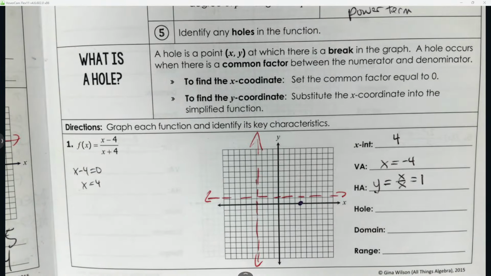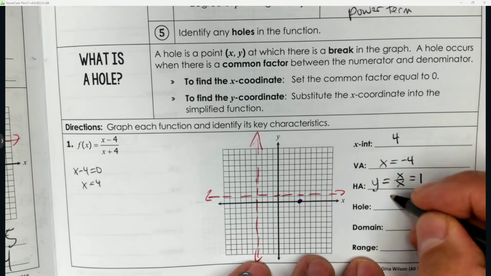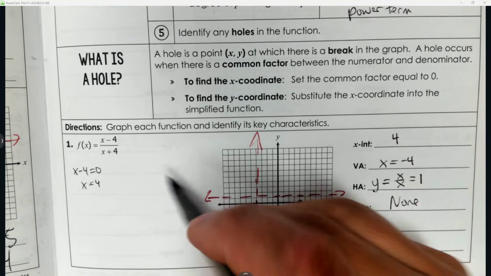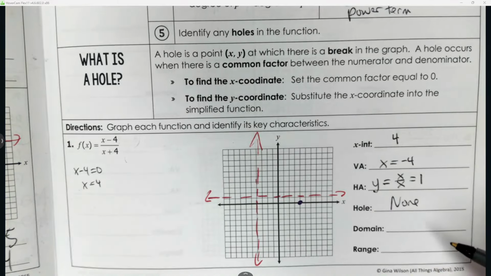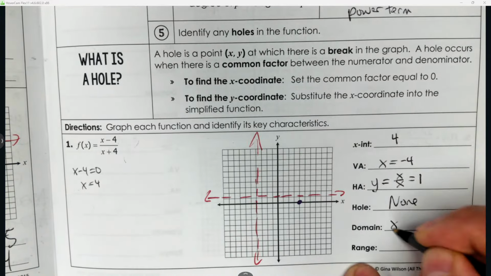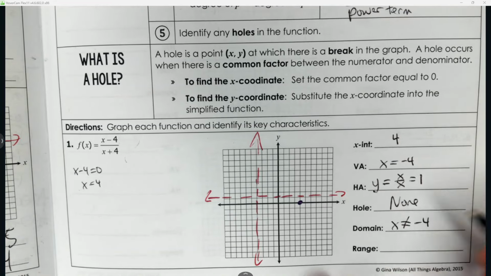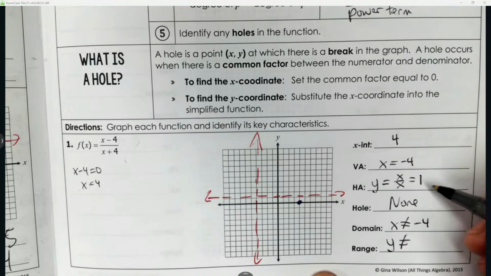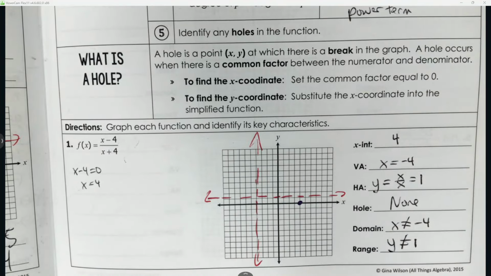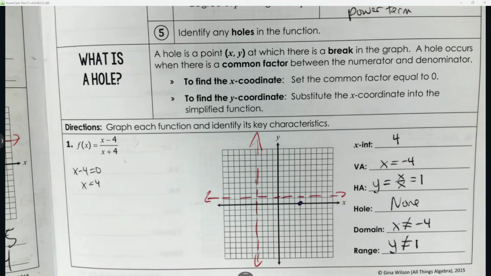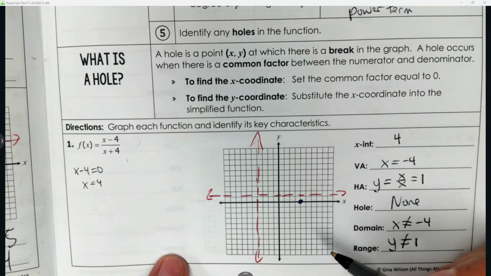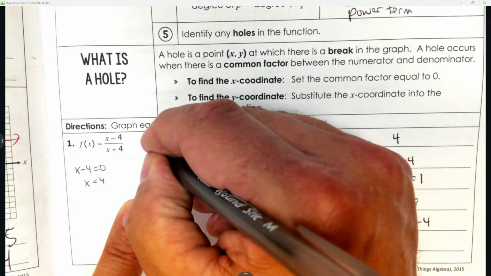There is no hole because nothing simplified. So if nothing crosses out, it doesn't create a hole. The domain is what x cannot be, which is this negative 4. And the range is what y can't be, which is this horizontal asymptote, which is 1. Now, I have one point here, and I'm going to use it. I'm actually going to find one more thing, the y-intercept. So I'm going to do that over here.